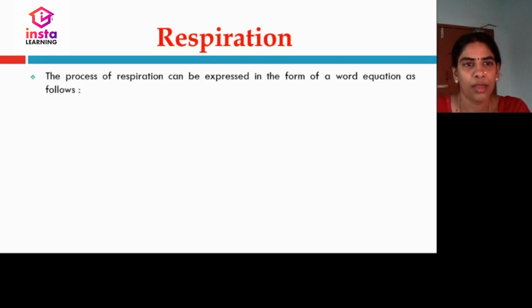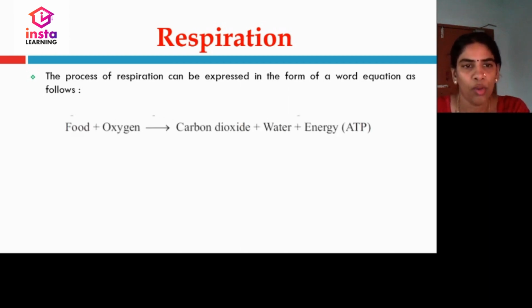Respiration. The process of respiration can be expressed in the form of a word equation. Food, when mixed with oxygen, releases carbon dioxide, water and energy. Here, carbon dioxide is removed while energy is taken in the form of ATP, that is adenosine triphosphate.